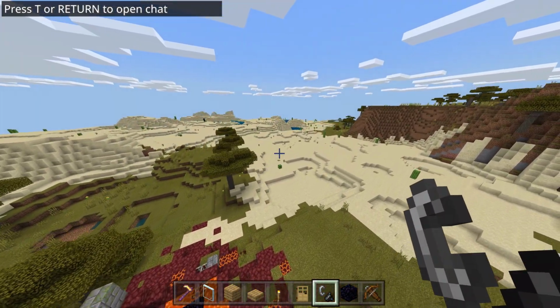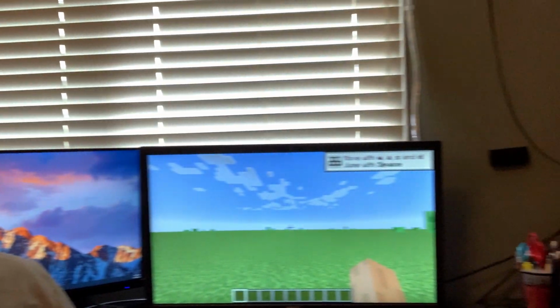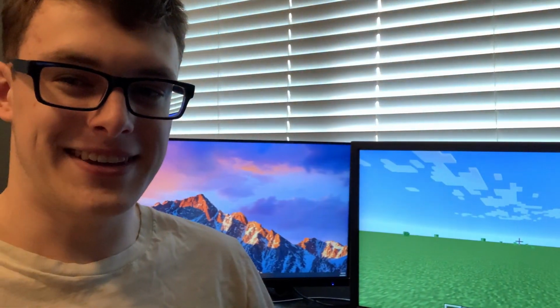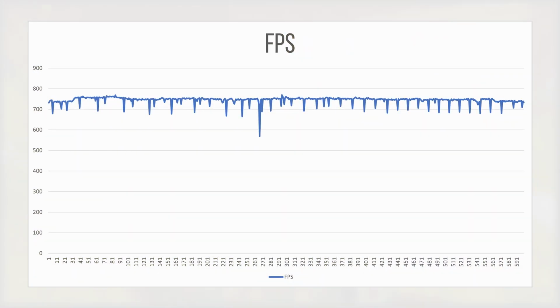Alright, so the first thing I did to try and gauge performance was spawn into a super flat world, and just record the average frame rate over the course of 10 minutes. I also logged the recorded frame rates and put them into a graph to show you how FPS fluctuated over time. You can see from this particular run, the game ran excellently, and even though there were some frame drops and rhythmic patterns, for the most part it was stable around the 760 FPS mark.